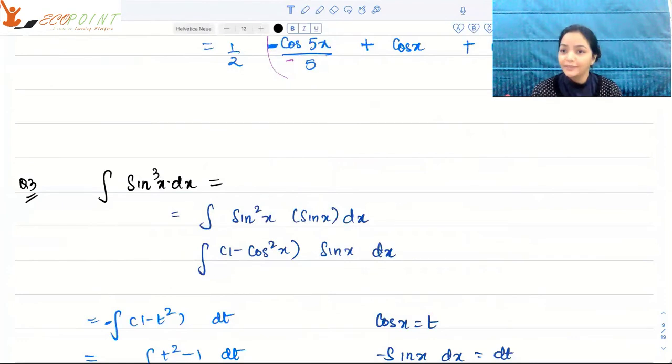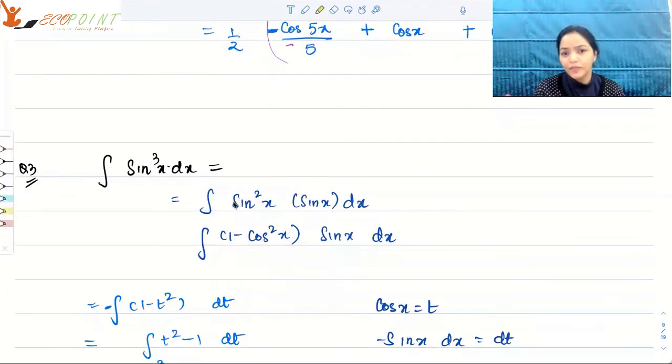Sine cube x. Now how to solve for sine cube x? What you can do is keep one sine apart. So let's call it sine square x into sine x dx. Now convert sine square x as cos. So 1 minus cos square x into sine x dx.